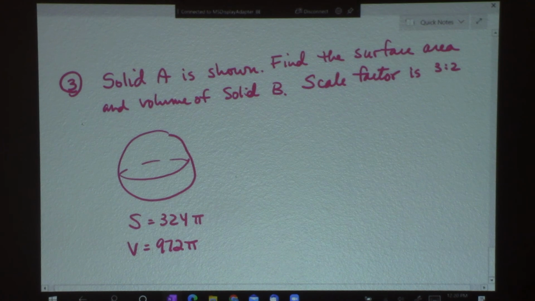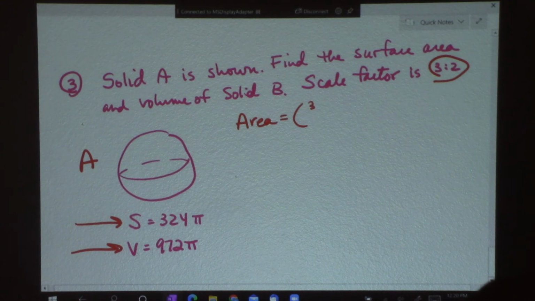Find the surface area and the volume of the solid. Solid B. So here is solid A, and we know that the ratio of the scale factor is 3:2. And the surface area of A and the volume of A are given. So we're going to set up some ratios, right? So now for area, my ratio is squared. So I take 3/2 and I square it, and I get 9/4. So for area, the surface area, I'm going to take 9/4 and I'm going to make a ratio.